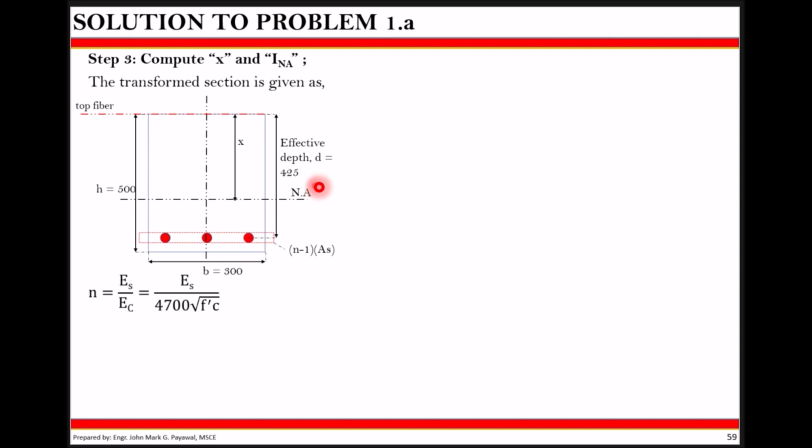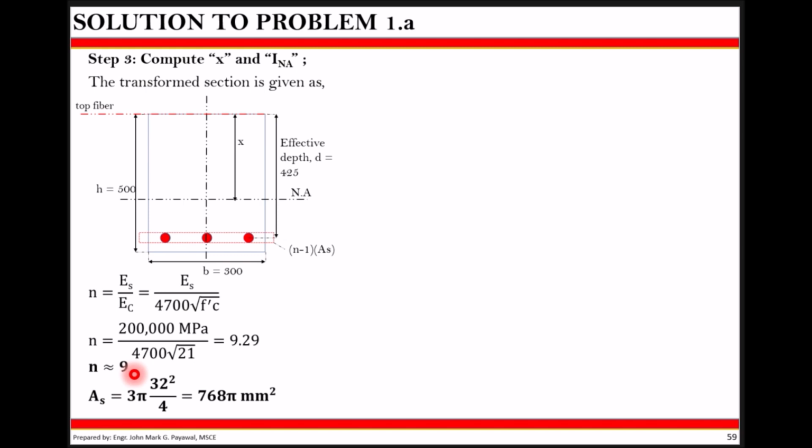Computing for the values, we have first to compute for your modular ratio. The modular ratio is equal to ES over EC. Again, it's not mentioned what concrete we use. Therefore, we will assume it is normal weight. For normal weight concrete, the modulus of elasticity would be 4700 the square root of FC prime. The modular ratio would now be equal to 9.29. But since your modular ratio should be rounded to the nearest whole number, we will use N equal to 9.